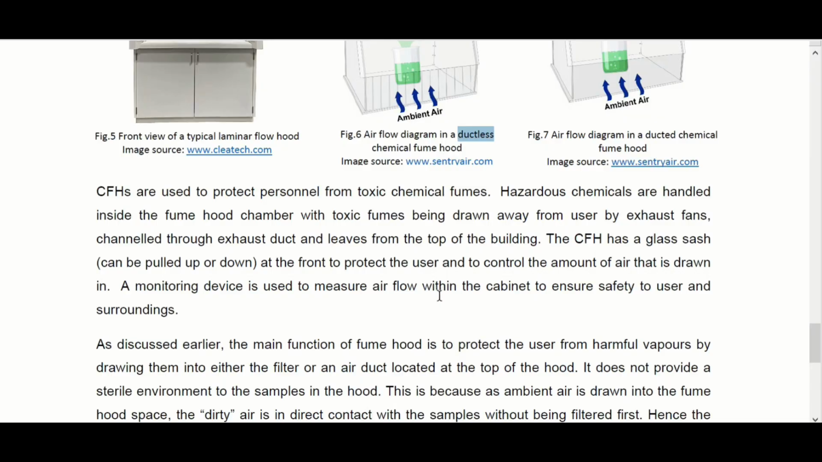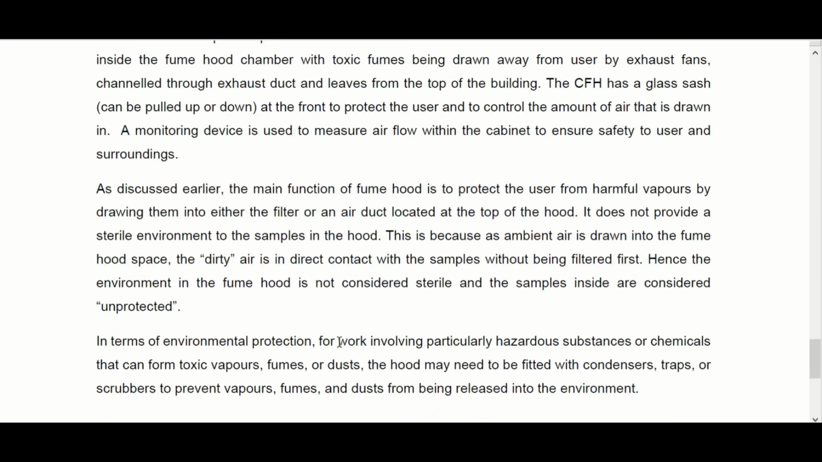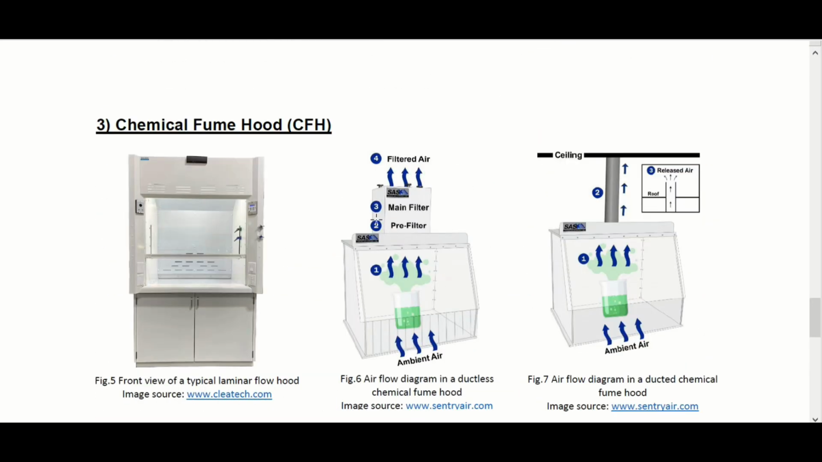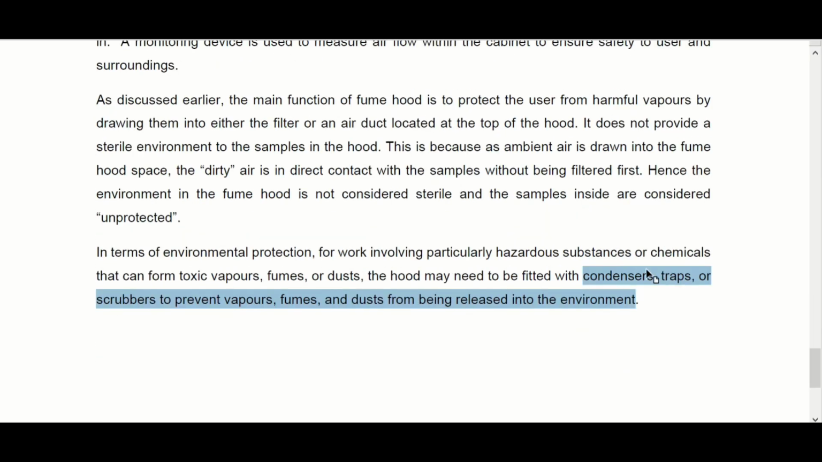And in terms of environmental protection, a chemical fume hood does have a filter or also condensers, traps, or scrubbers to prevent vapors, fumes, and dust from being released into the environment. So it does have some filter, right, or condensers, traps, and scrubbers to prevent the vapors and the fumes from being released into the environment, right? Filters are mainly for particulates, bigger particles, while condensers, traps, and scrubbers are used for vapors and fumes.